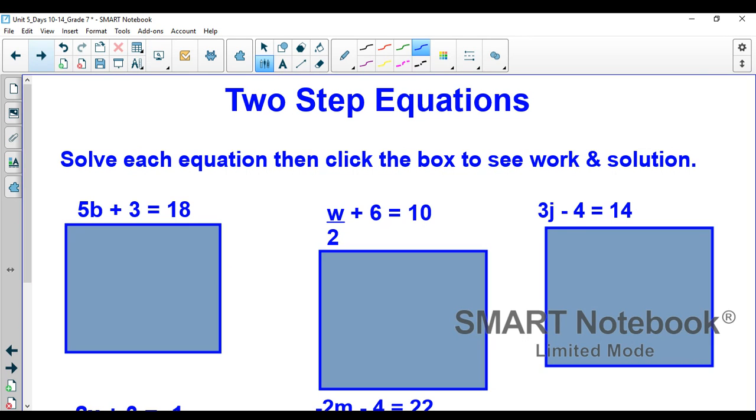Okay, on your own, here are 3 problems. Go ahead and pause the screen and complete these 3 problems, and when you're ready to go over them, unpause it.